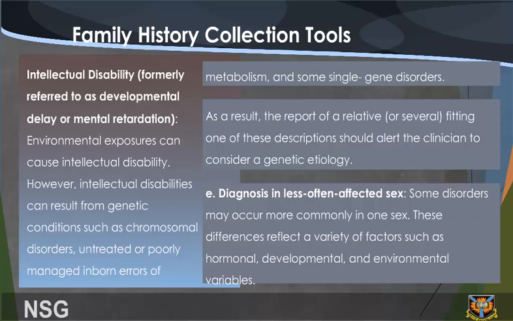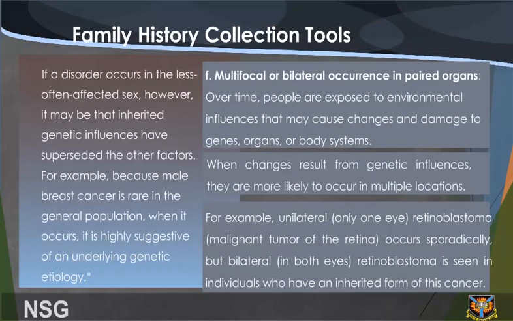E. Diagnosis in the less often affected sex. Some disorders may occur more commonly in one sex. These differences reflect a variety of factors such as hormonal, developmental, and environmental variables. If a disorder occurs in the less often affected sex, however, it may be that inherited genetic influences have superseded the other factors. For example, because male breast cancer is rare in the general population, when it occurs, it is highly suggestive of an underlying genetic etiology.